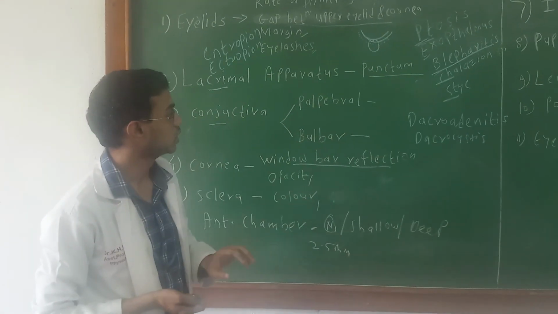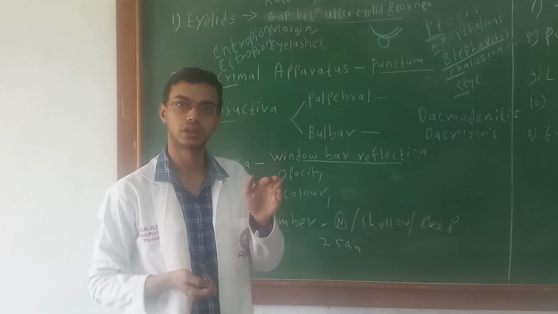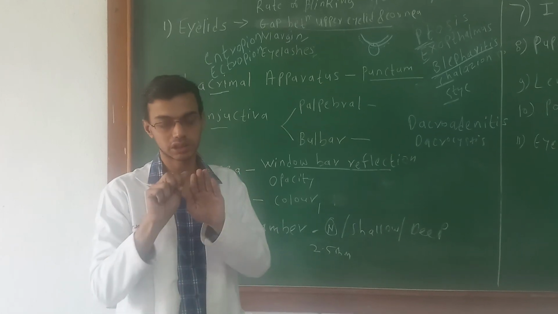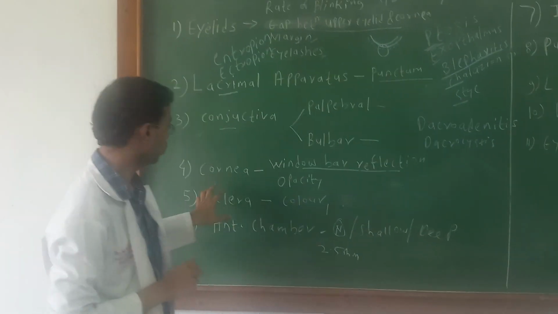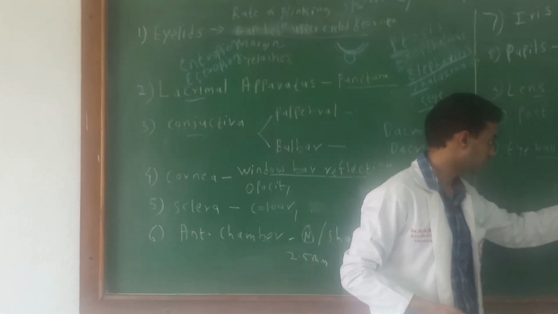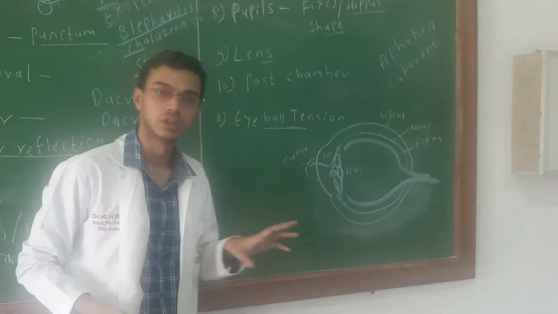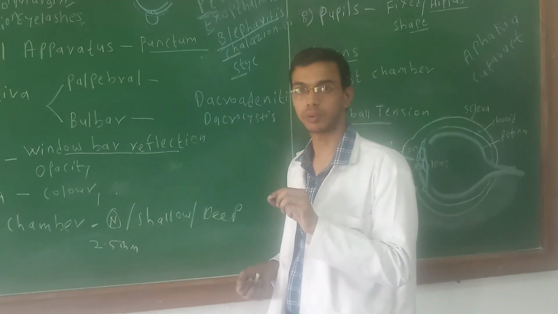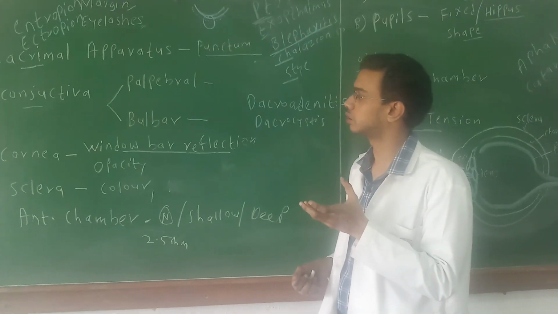Now the bulbar conjunctiva. The bulbar conjunctiva is a transparent layer which covers the whitish structure called the sclera. Whatever whitish structure you see in your eye is called the sclera. Over that sclera there is a transparent layer called the bulbar conjunctiva. Now the cornea. As you have already seen, it is the anterior component of the outer fibrous layer. What we have to see in the cornea is opacity. Normally the cornea is transparent. If there is a scar or whitish opacity, that is abnormal.